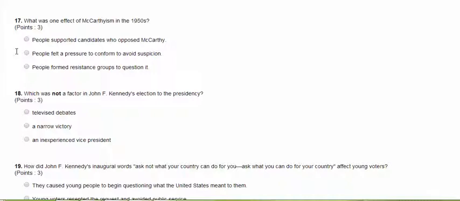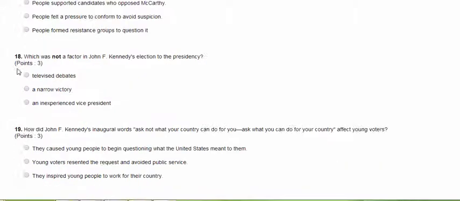Number 17, what was one effect of McCarthyism in the 1950s? People supported candidates who opposed McCarthy. People felt a pressure to conform to avoid suspicion. Or people formed resistance groups to question it.